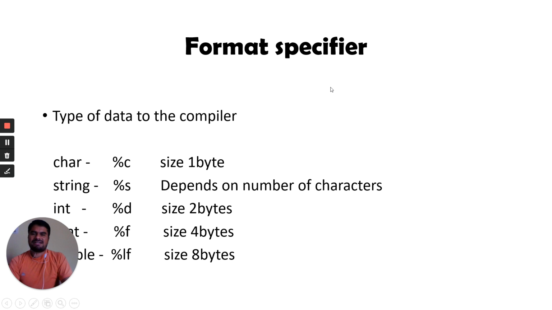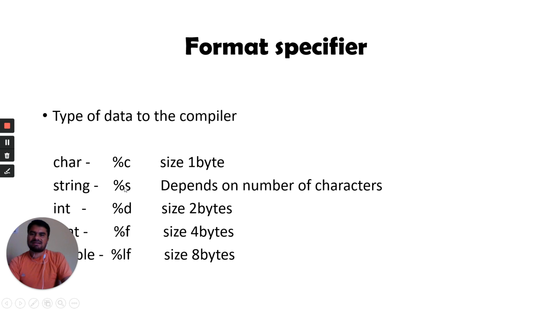Now, format specifier. What do you mean by format specifier? As I told, whatever data we are going to input and whatever data we are going to store in memory, it has to be understood by the compiler, is it not? Yes. So how can it be understood by the compiler? Here we will use some format specifier. Format specifier is nothing but the format in which you are going to input the data or store the data in memory. When I say character, how will the compiler understand I'm going to input the data as a character? By percentage c.